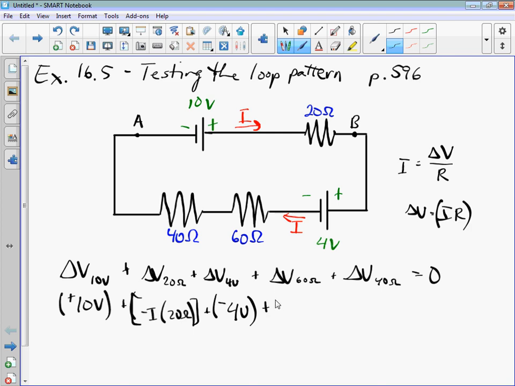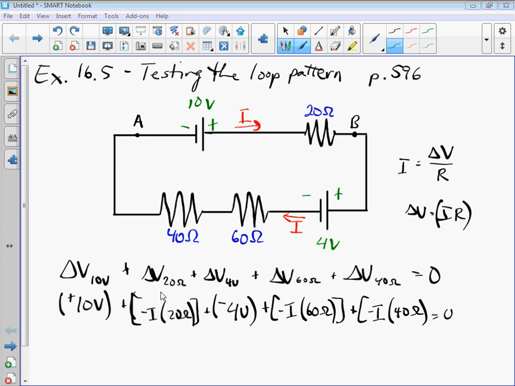Our 60 ohm resistor is negative current, we don't know what the current is quite yet, times 60 ohms. And the 40 ohm resistor, negative current times 40 ohms. All those values, those voltage changes around the loop, have to be equal to 0.